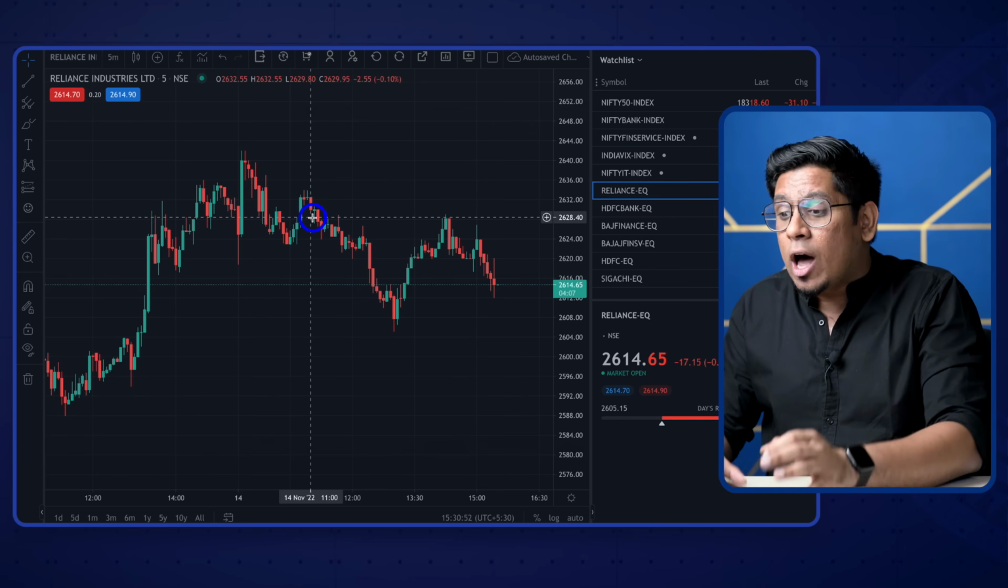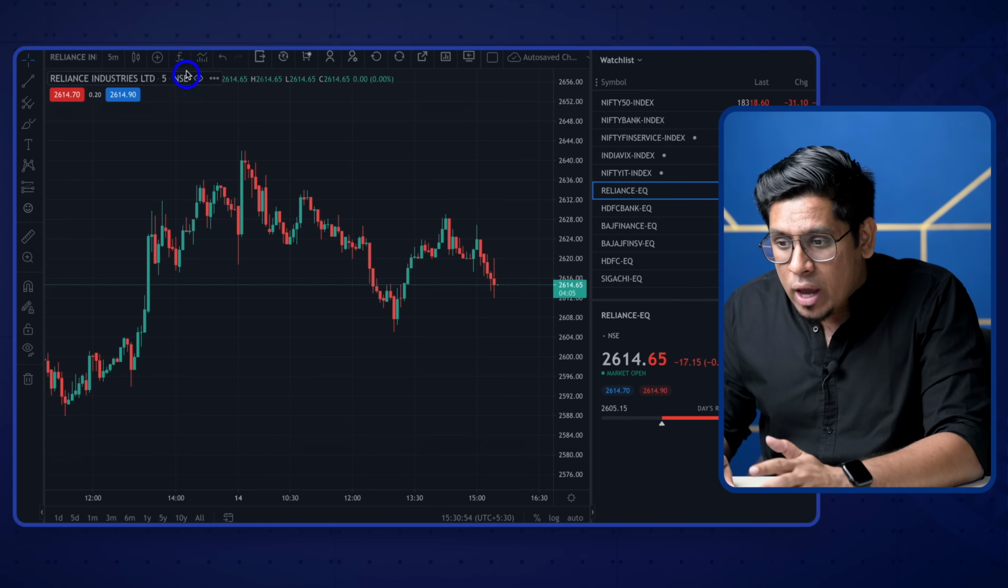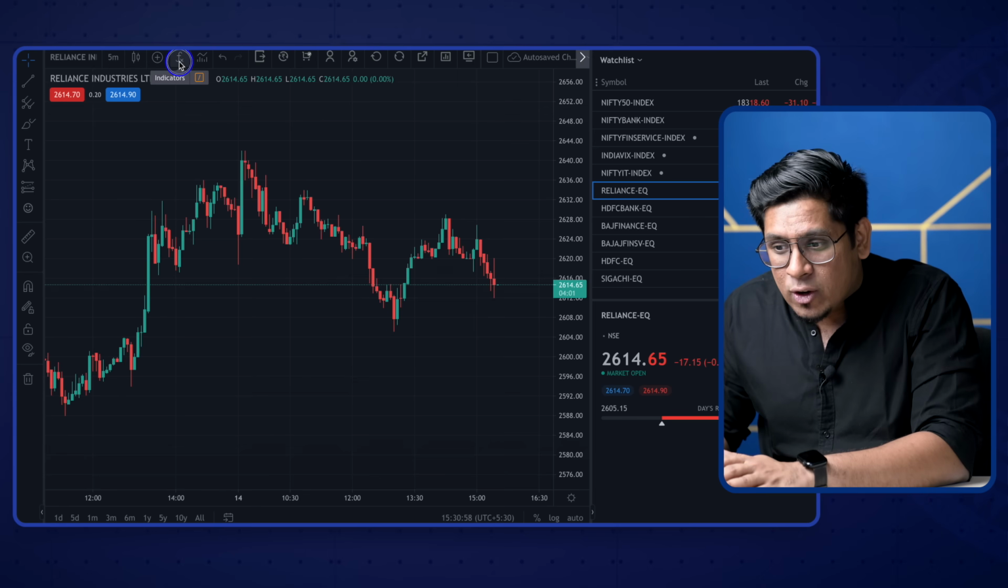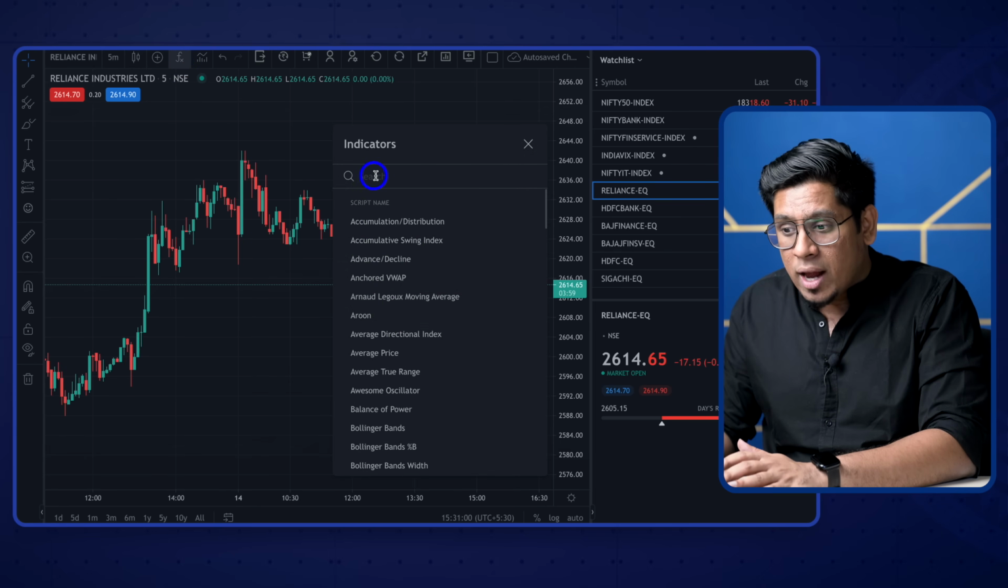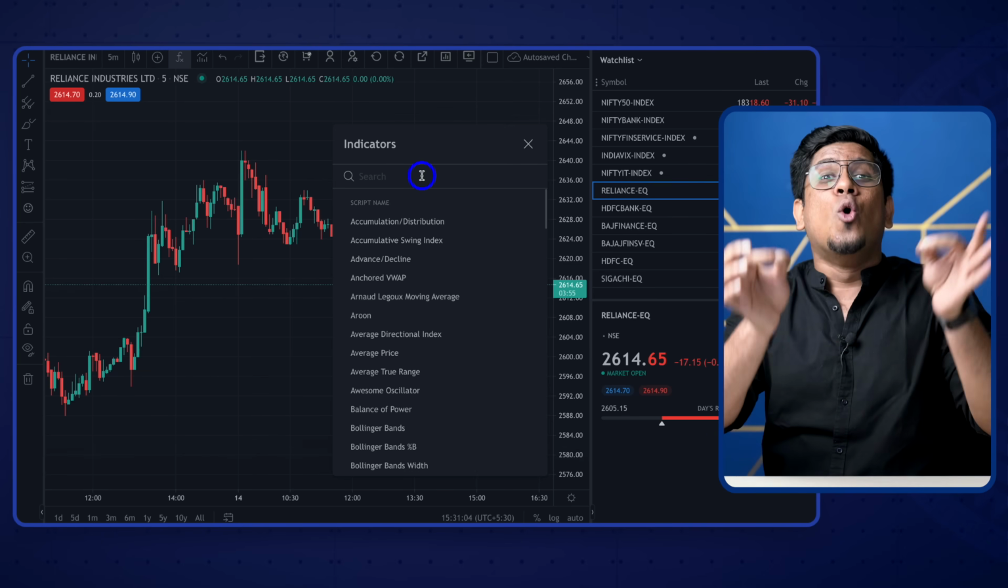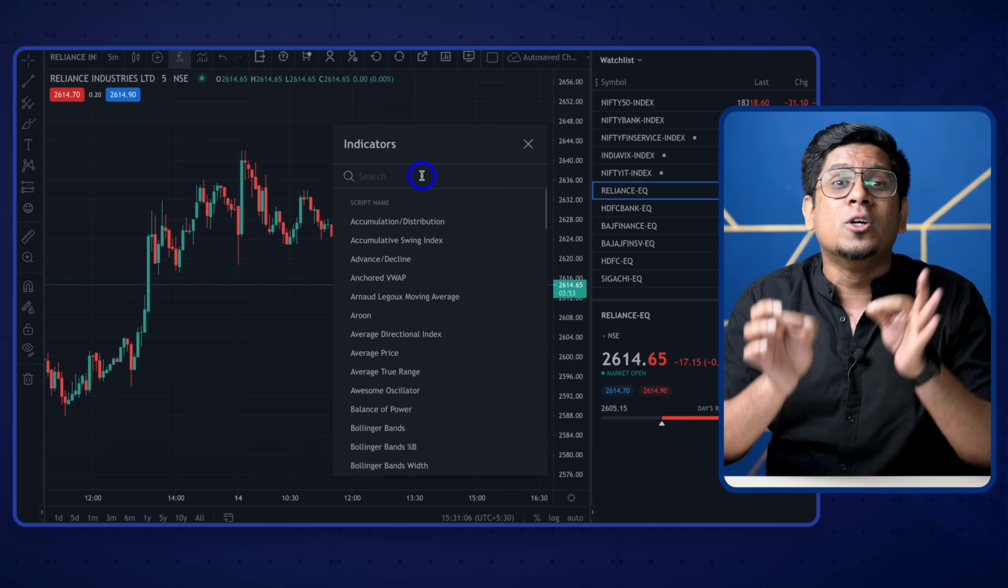Now the question is how to plot technical indicators. You have to come here and see this button, indicators, right? You have to click there and a search bar comes up, and now you can search for any technical indicator that you want to see or plot on your chart.